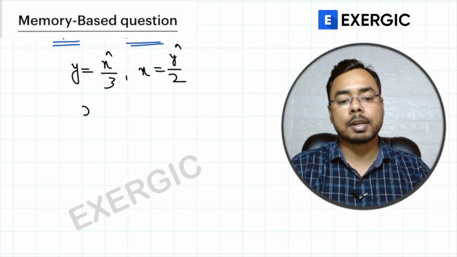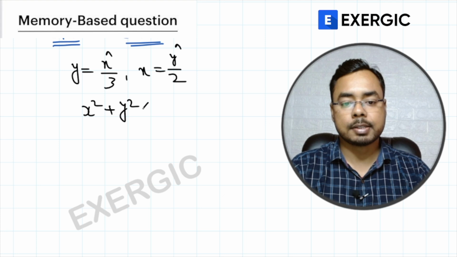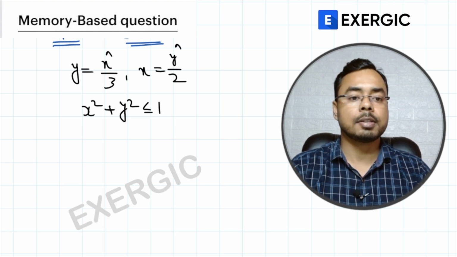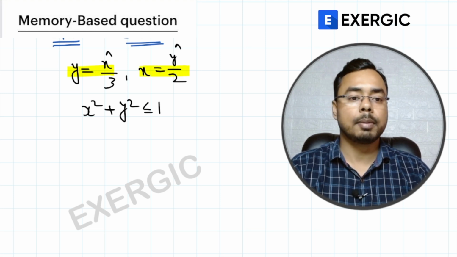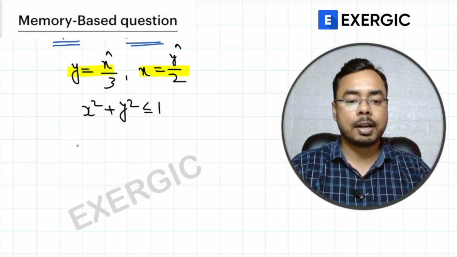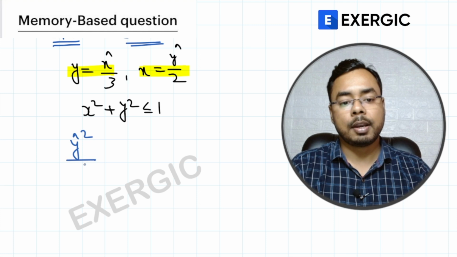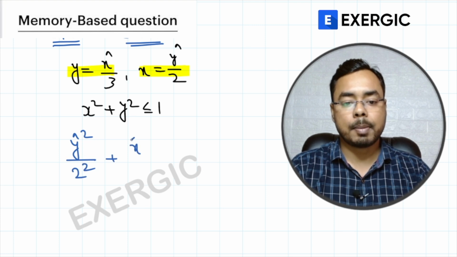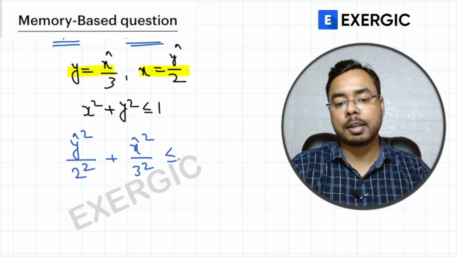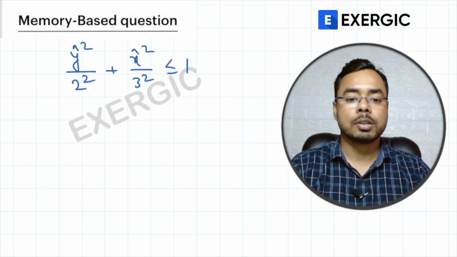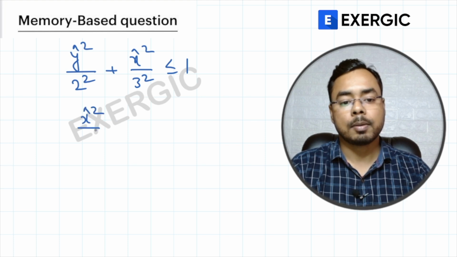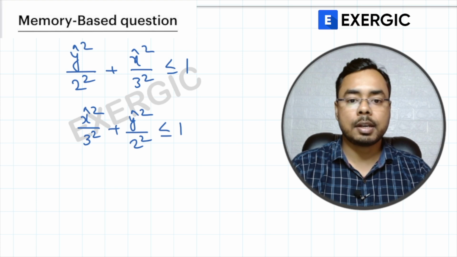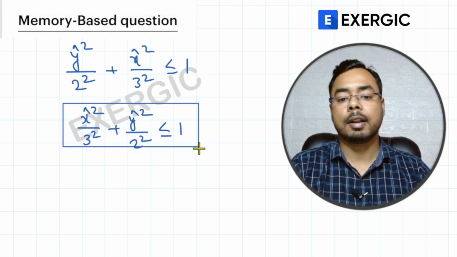So now the inequality was x square plus y square is less than or equal to 1. Now in this inequality, if I substitute these two expressions, in place of y I will place x cap by 3 and in place of x I will place y cap by 2. So I will get y cap square by 2 square plus x cap square by 3 square less than or equal to 1. Now let us rearrange this. So I will get x cap square by 3 square plus y cap square by 2 square, and this is less than or equal to 1. So this is the new locus of points that we will get, right?